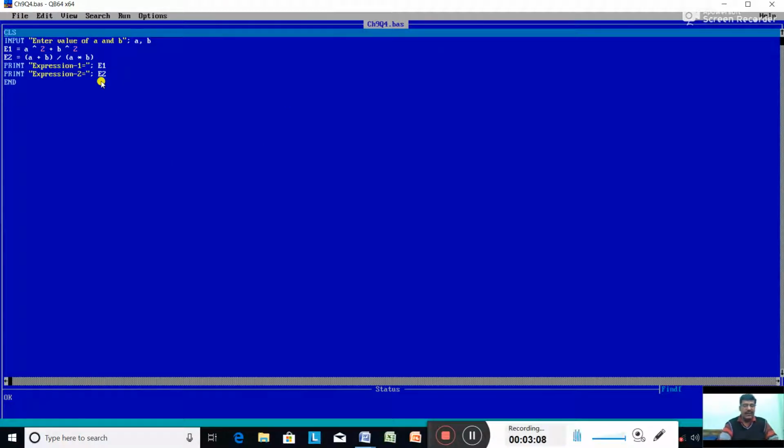Okay, just press F5. Enter value of A and B. E1 equal to A caret 2 plus B caret 2. E2 equal to A plus B divided by A into B. Print expression 1, expression 2. Press F5.